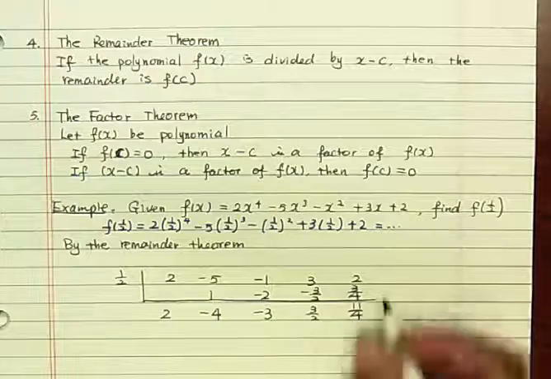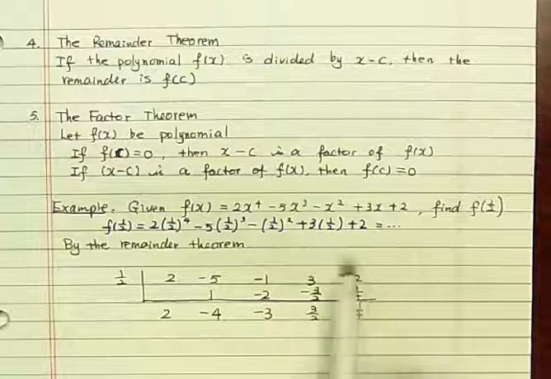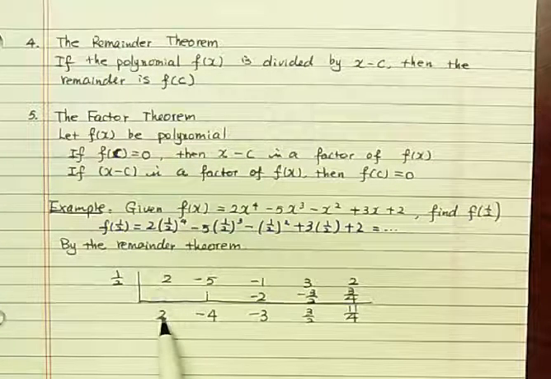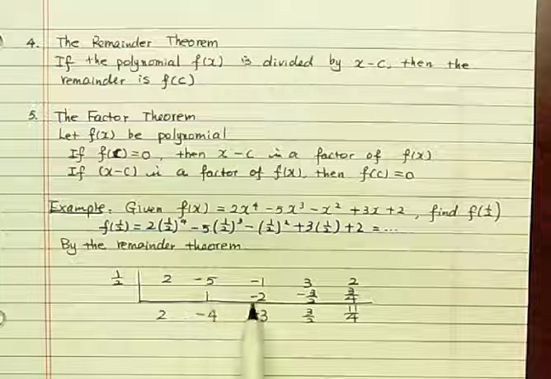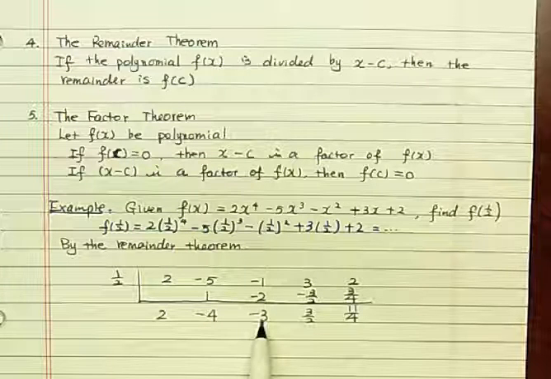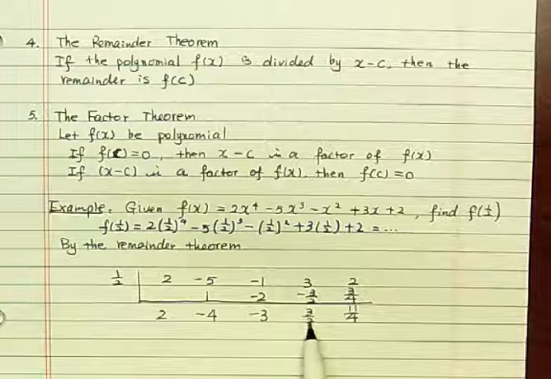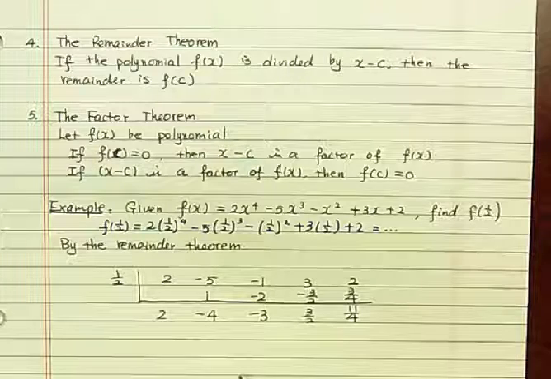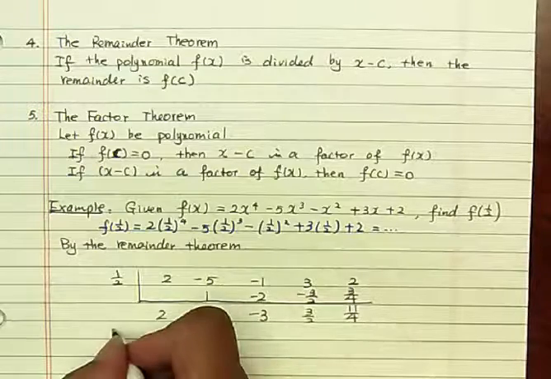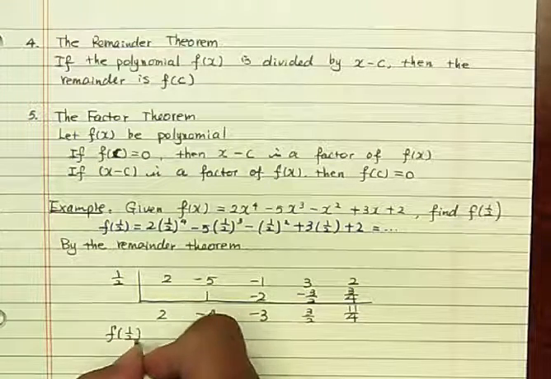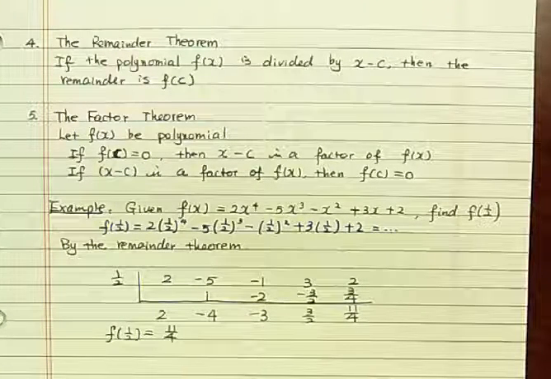Let's double check my calculations. 2, -5, -1, 3, 2. Nothing wrong with that. Vertically, 2 multiplied by 1/2 is 1. So -4, -4 times 1/2 is -2, plus -1 is -3. -3 times 1/2 is -3/2 plus the 3 is 3/2. 3/2 times 1/2 plus 2 is 11/4. So f of 1/2 equals 11/4. You can check this one; it should be 11/4.